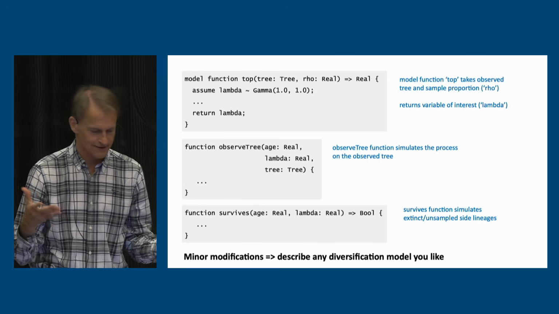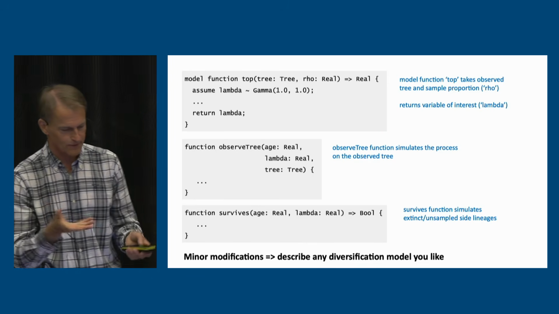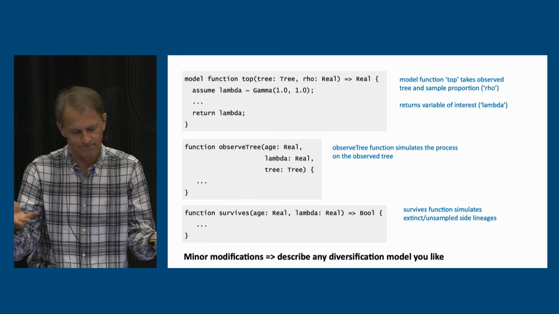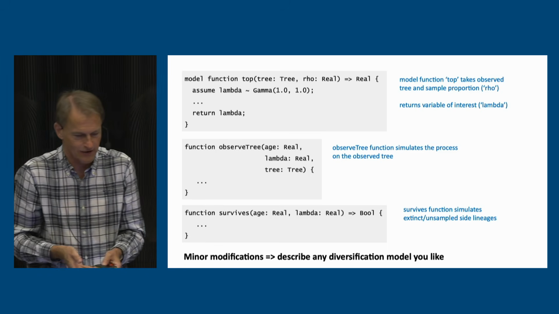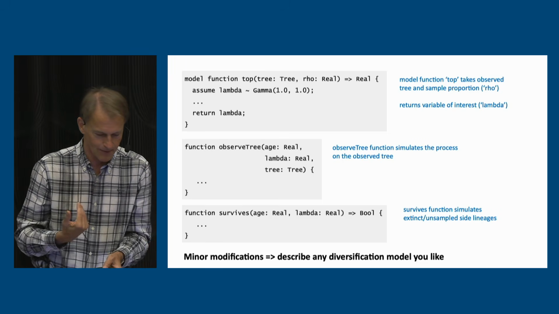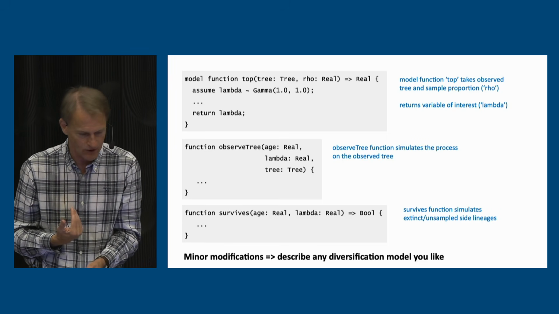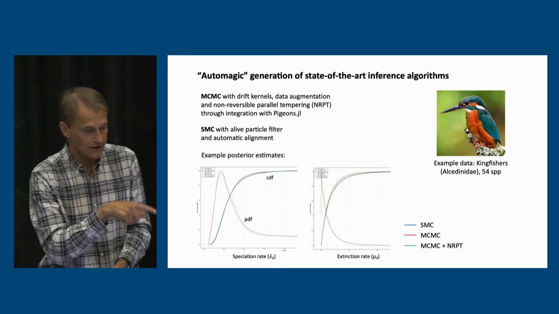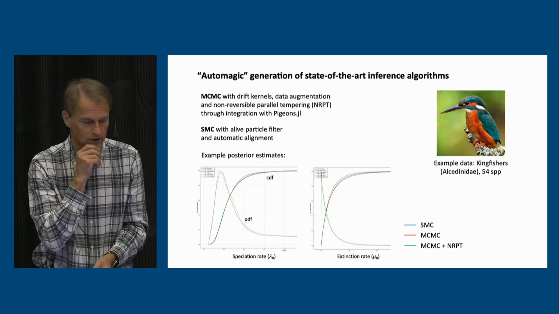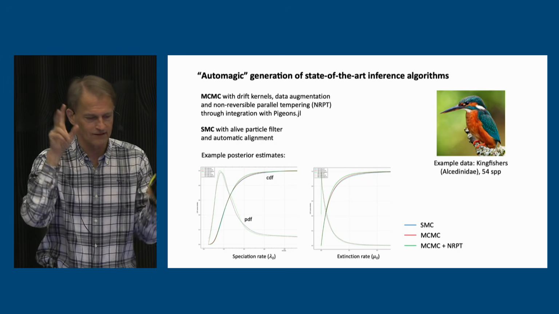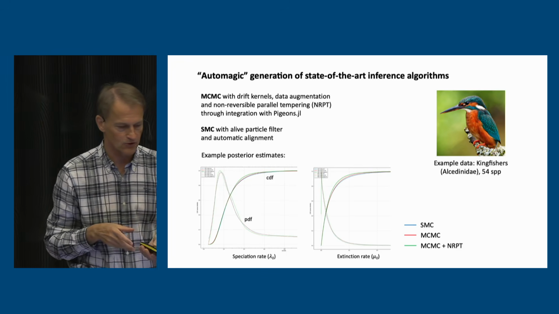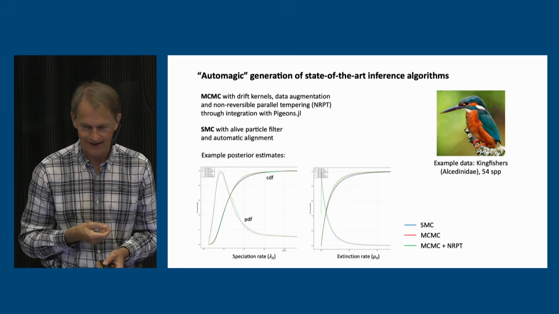So there are some conditions we can use there. And then, of course, this is the beauty of TreePPL and of Stan as well, that with minor modifications, you could describe any diversification model you like, and the inference machinery hopefully will deal properly with that. So now we're at the stage with this model, at least, that we can have this magic generation of state-of-the-art inference algorithms, so MCMC and SMC algorithms.